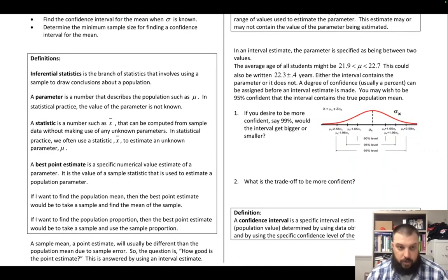So several definitions here. A lot of these we've talked about. Inferential statistics involves using a sample to draw conclusions about a population. So now we're getting into some real interesting stuff and being able to do stuff with our data. Parameter is population mean, statistic is our sample mean, and best point estimate is a specific numeric value estimate of a parameter. Those three things are ones that we worked on the other day in class.